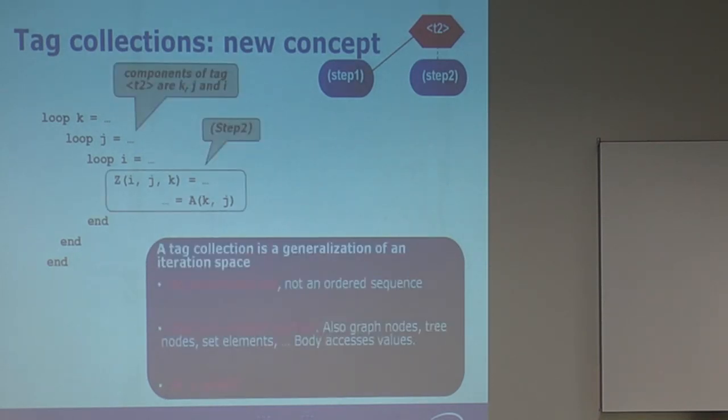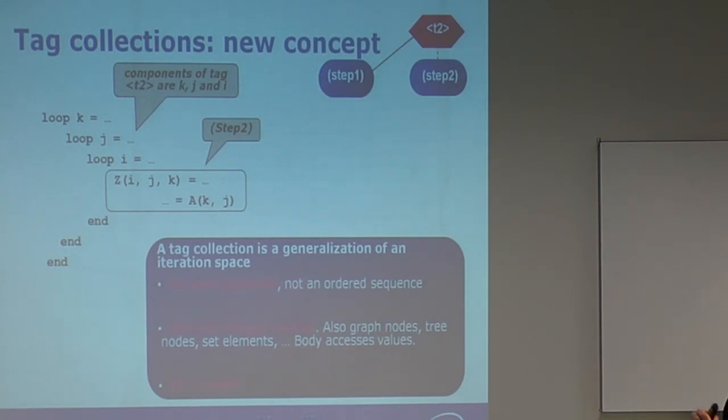Okay, so to show what this actually means, this is the thing being controlled. That's the equivalent of step 2 up here. And this is the set of indices. Step 1 is producing those indices, but we're going to save them in this tag collection called T2. Now it's not a sequence, but an unordered set.